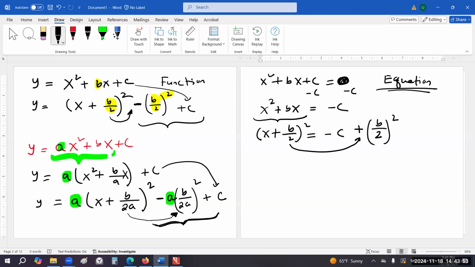So if it's a function, you subtract the amount from your square term. But if you're working with an equation, you can add the same amount to both sides. But if you want, you can subtract them after the square. It doesn't matter. It's the same thing. So we complete the square. We are done. And you just combine them.